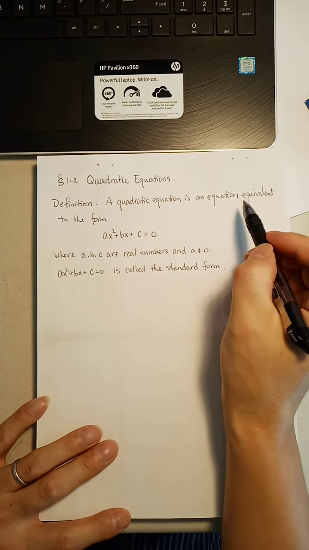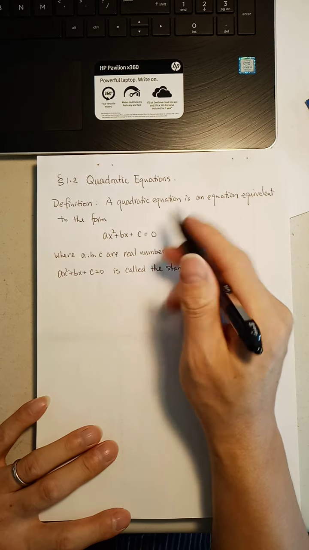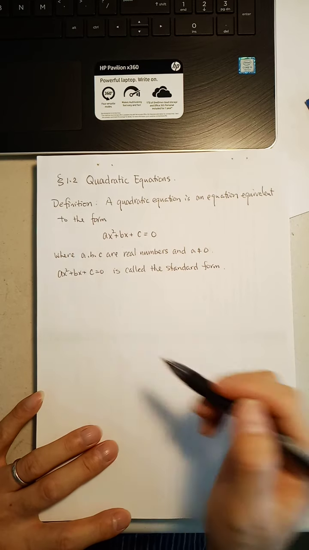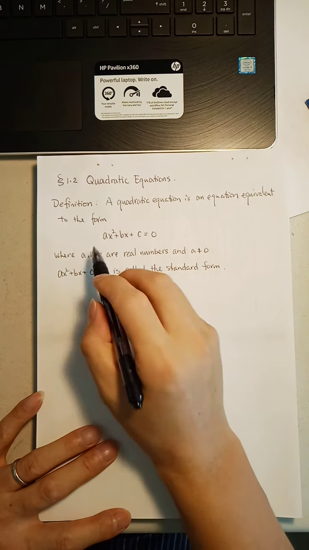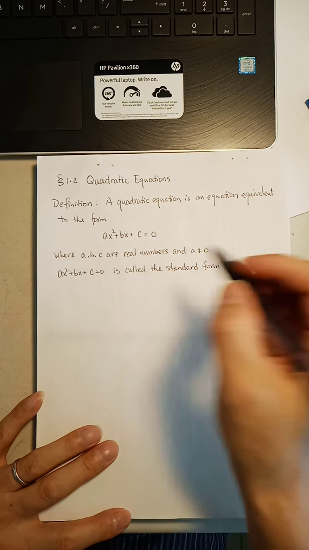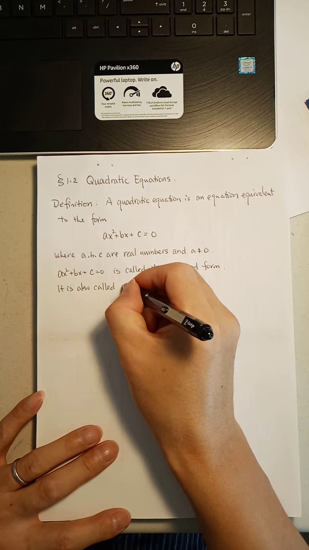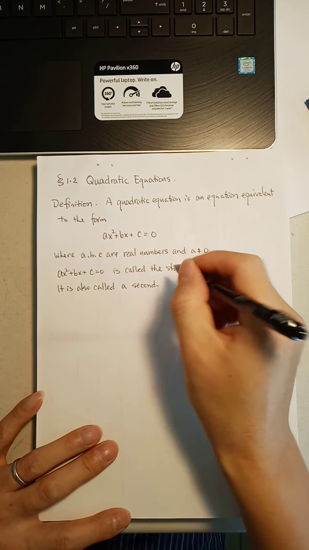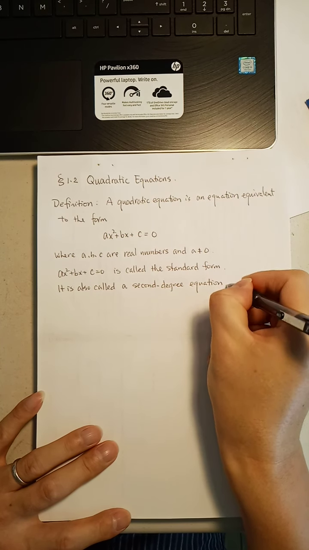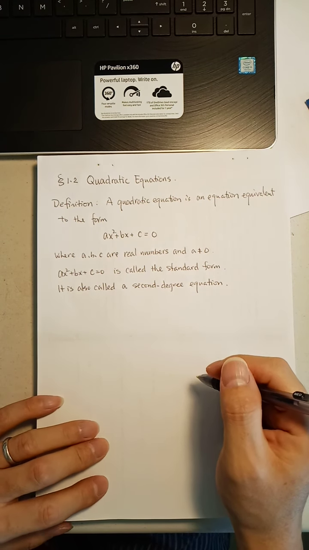Okay, so when we say equivalent, it means sometimes the quadratic equation is not in the standard form. You can do some algebraic manipulation to make it equivalent to this standard form. Okay, and because here the highest degree is 2, this is also called a second degree equation. Linear equation, last time we discussed, is a first degree equation. This is second.